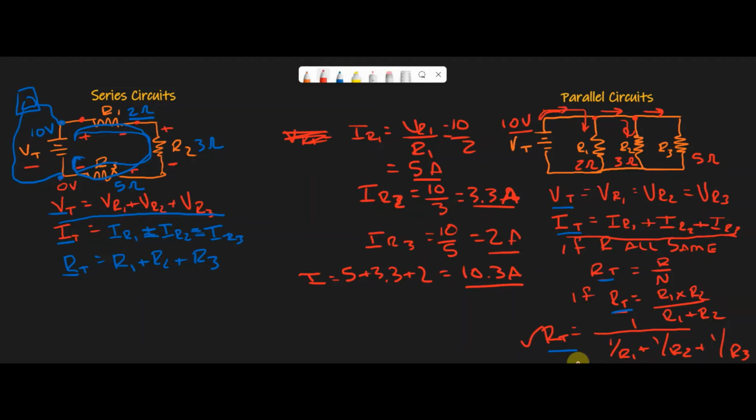Now, I could use this equation and put those resistances in, or I could just say my total resistance is my total voltage divided by my total current. That was my total current, which is equal to 10 divided by 10.3, which is obviously a little bit less than 1. I'm just going to say a little bit less than 1 ohm. And obviously we can do a check on this. Less than 1 ohm is less than our lowest value of resistance, and so we know we're probably in the ballpark.